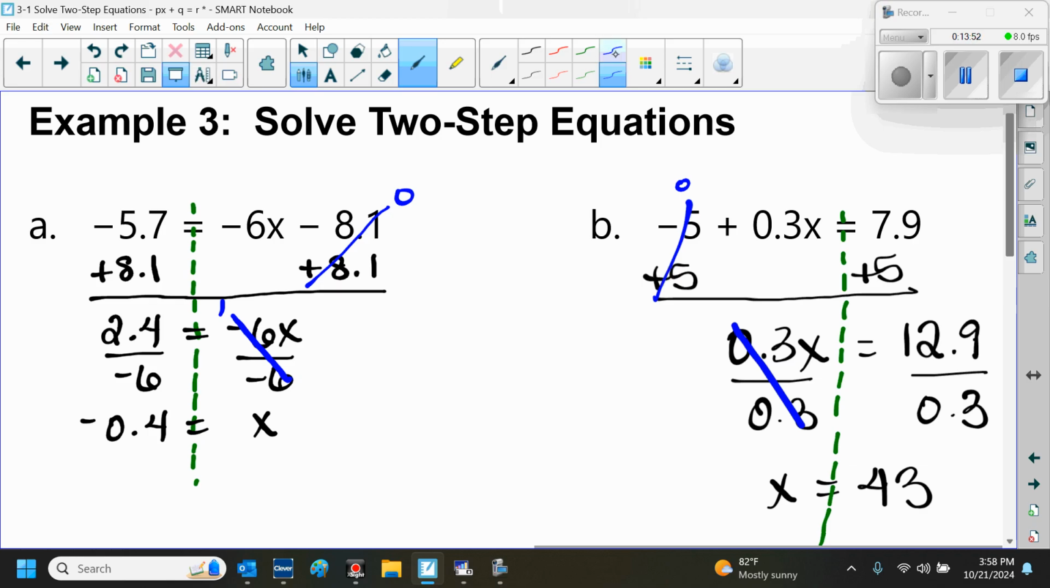Has everybody got that? So then here, we're going to cover up the x, which means that we want to get rid of the 0.3. Now that says 0.3 times x, right? So if it's times x, the inverse is division. So we're going to divide by 0.3 on both sides, and x is equal to 43.